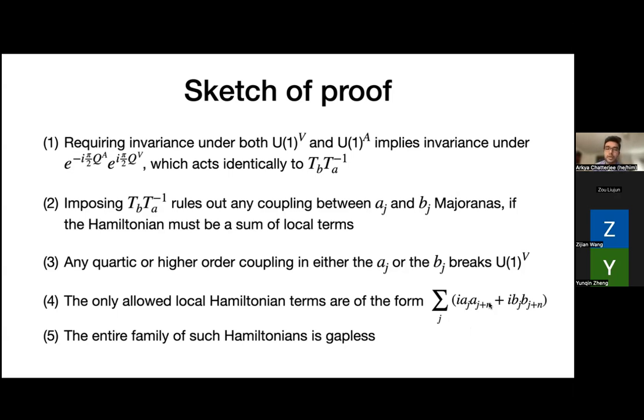Yeah, it's an interesting question, but let me see if I can answer that this way. So let's say your A and B fermions were coupled in some decaying manner as A and B go farther and farther away. But then if you act with this T_B T_A inverse, any term that was strongly coupling A and B near each other under this transformation would now strongly couple A and B fermions very far away, right?